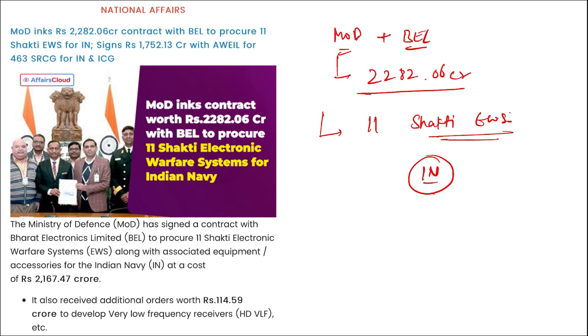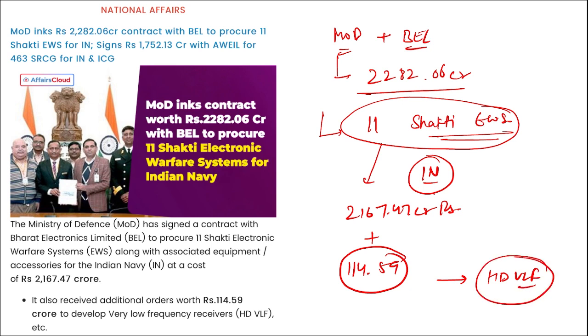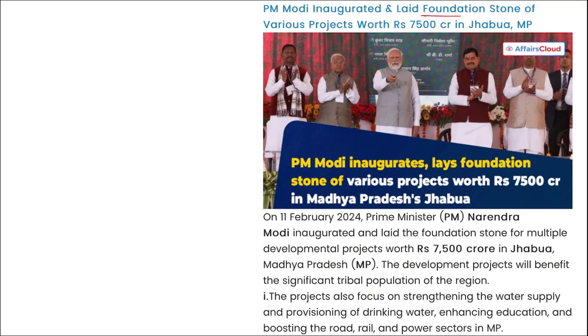Right? So for these 11 Shakti EWS, remember the total cost was 2,167.47 crore rupees. Then there is a leftover amount of 114.59 crore rupees. Correct? And this amount, 114.59 crore rupees, will be used to develop very low frequency receivers. HDVLF, very low frequency receivers will be delivered, will be manufactured under this amount. Correct?